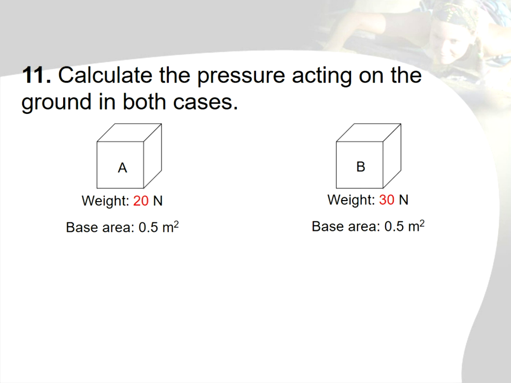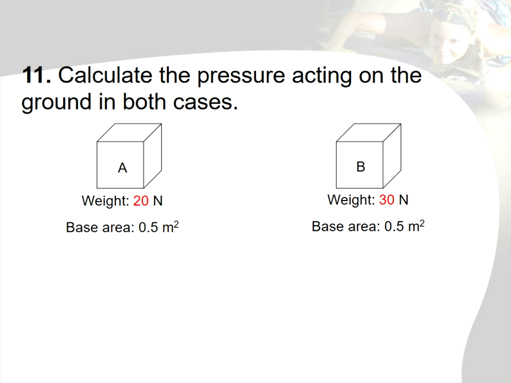A or B? B, right? Because A is lighter, so you feel less pressure. B is heavier, it will exert a greater pressure. So it will be a bit more painful. Okay? Then you remember what is the formula for pressure?